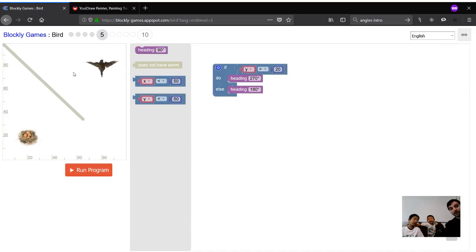As the bird flies down, does the value of y get more or less? Less. Less. Very good. Down. That's the reason why we need to check that y is larger than 20, because we're looking at this number here along the side. Right? So we're checking the y value to make sure that it's larger than 20.